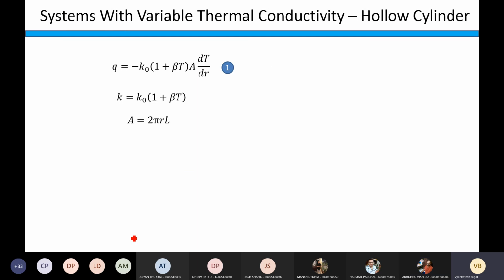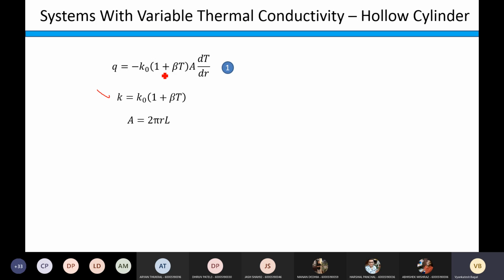So we'll talk about the systems with the variable thermal conductivity. Second case is the hollow cylinder. Now same logic is applied here also in case of hollow cylinder. So what we started with is Fourier's equation, considering K as function of temperature. So I am writing Q is minus K naught (1 plus beta T) A into dT by dr. So instead of dT by dx, it is dT by dr.